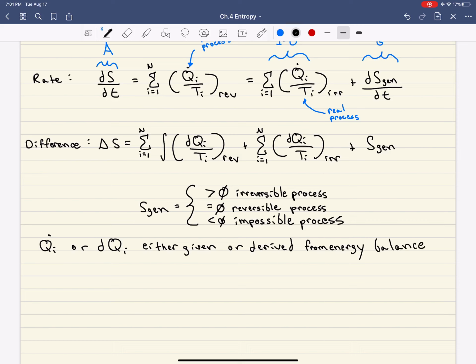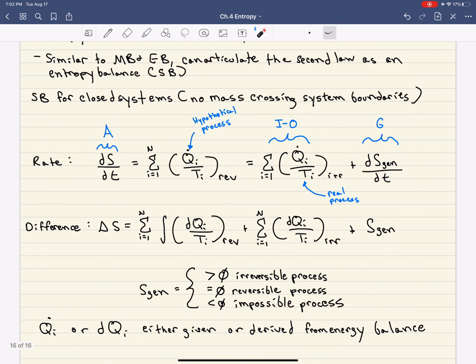Okay? And so in the next video, we're actually going to go through an example problem where we apply the second law of thermodynamics, and we use this entropy balance to help solve a problem.